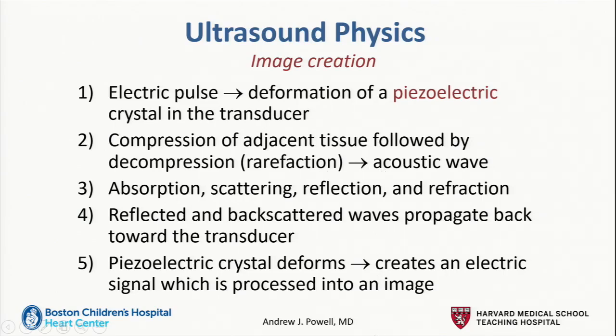Now, once it gets into the tissue, it goes through those 4 different processes that I mentioned earlier: the absorption, the scattering, the reflection, and the refraction. And the reflected and backscattered waves go back toward the transducer. And then the magic crystals just function in reverse. They take that sound wave, that mechanical energy, and transform it back to an electrical signal, and that electrical signal gets interpreted by the machine, and that's what helps draw the picture.